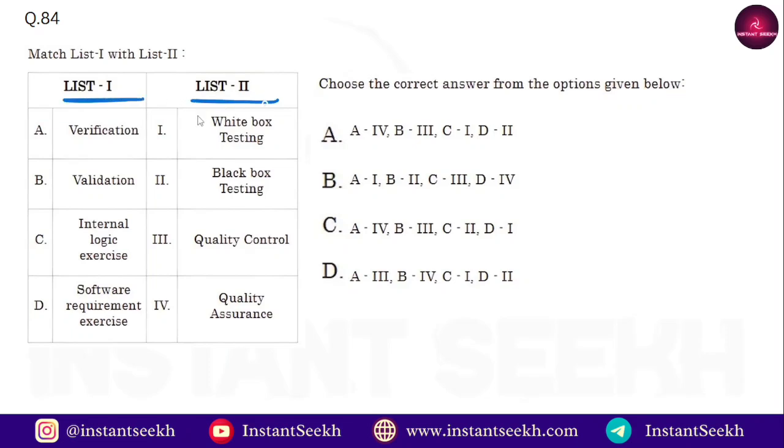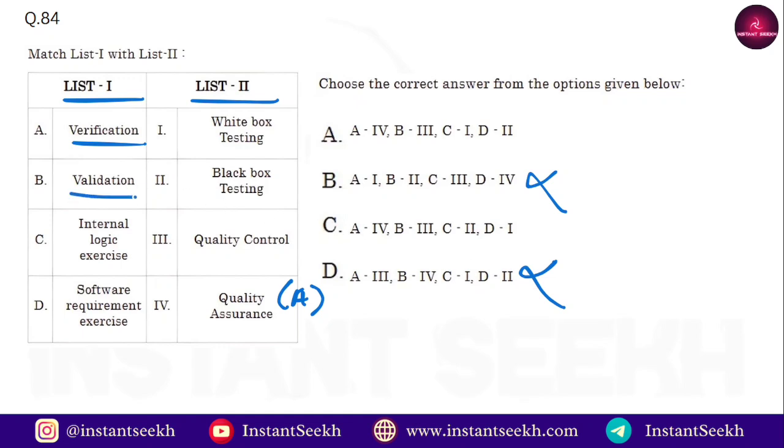Match the pattern: verification, validation, internal logic exercise, software requirement exercise. One by one, let's see. Verification is the process of evaluating software to ensure it meets the requirements at a certain stage of development, basically focusing on quality assurance. So option A goes here. Let's try to eliminate. A goes for 4, so these two get eliminated straight away.